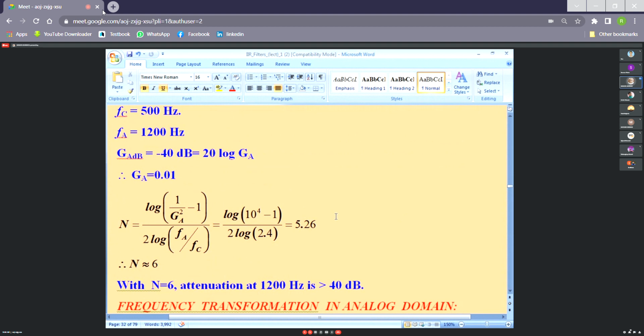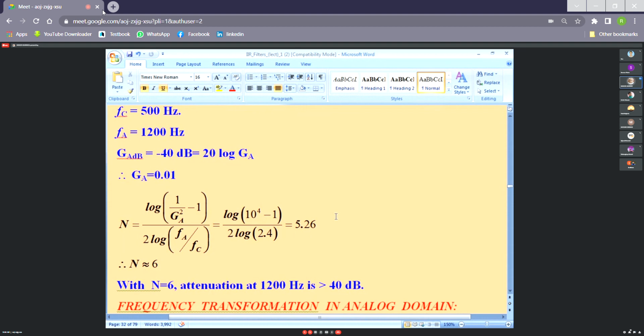Do not round off N to a value of 5. N must be an integer value, isn't it? If, instead of 5.26, you consider it as 6, then the attenuation at that frequency 1200 Hz will be more than 40 dB. So the requirement of having an attenuation of at least 40 dB is met.